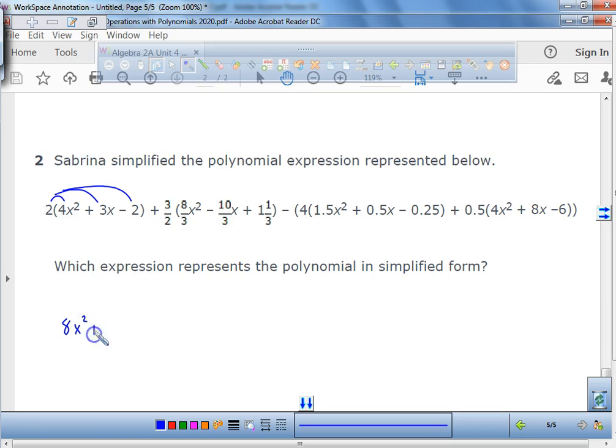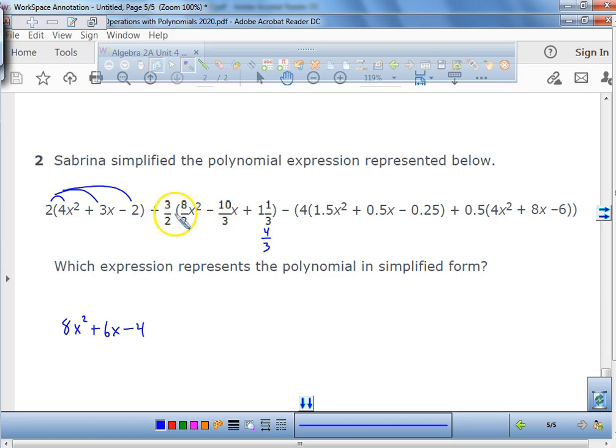8x squared. Boom. Got it. Okay, now I want you guys to understand. Do you guys see where it says 1 1/3? I'm going to change that to 4/3. It's going to help us. Just trust me. Okay? It's going to help us.